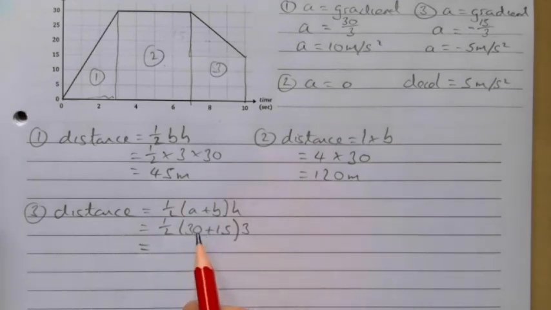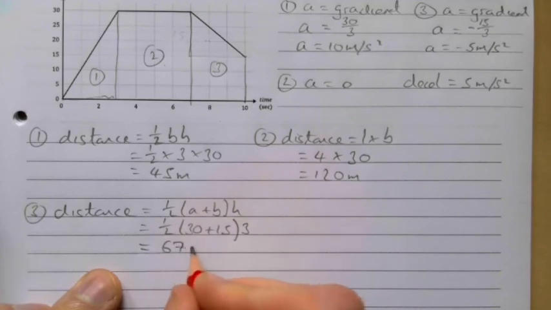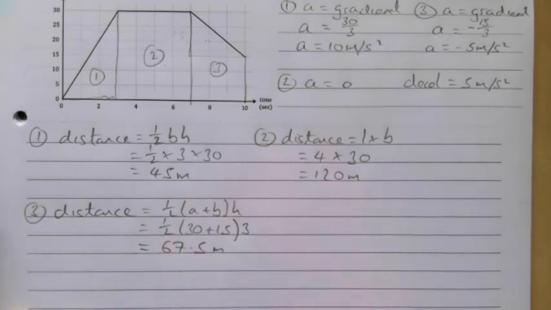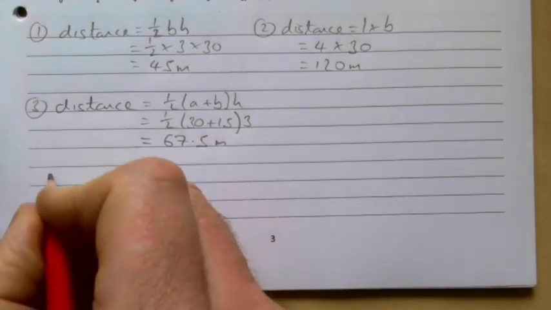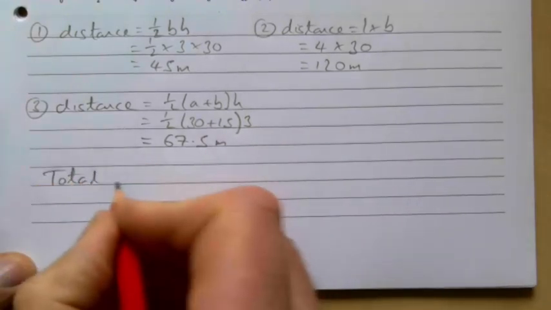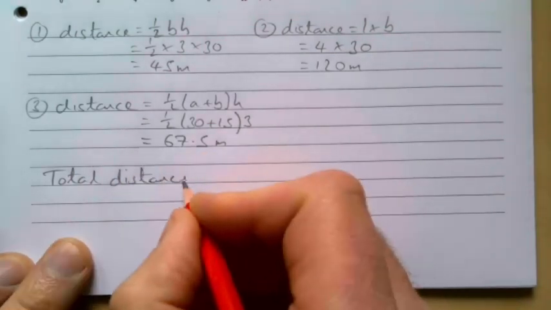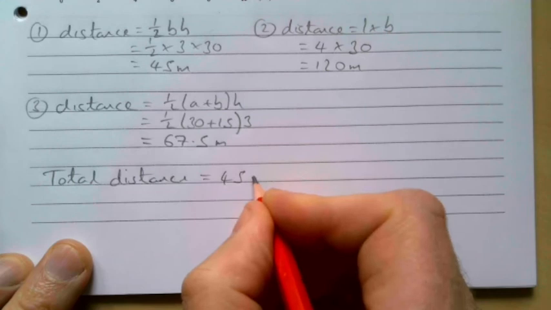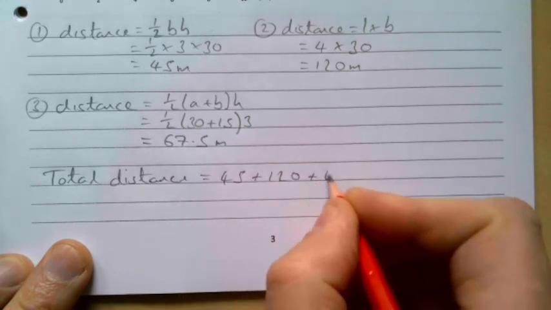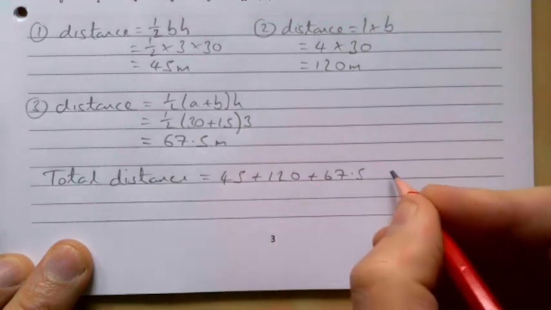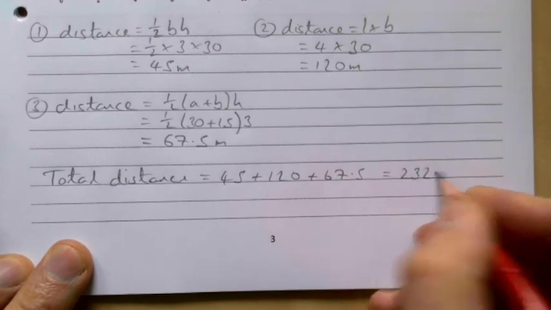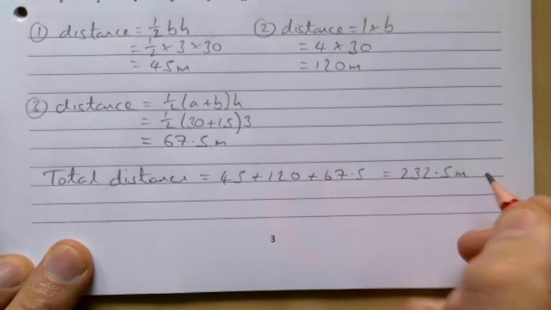Do this whatever way you want. So 30 plus 15 is 45. Half times 3, 1.5. So 1.5 times 45 gives 22.5, plus 45 is 67.5 meters. So then our total distance is 45 plus 120 plus 67.5, and that gives me 232.5 meters.